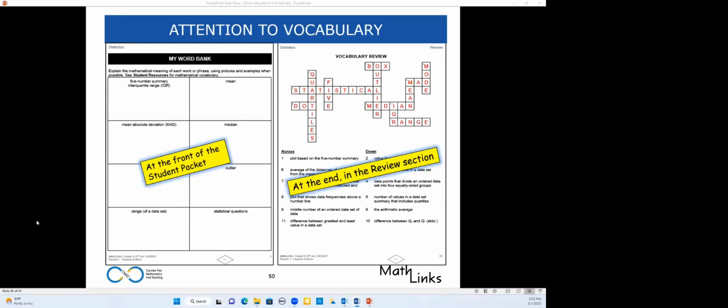Focusing on vocabulary is important in learning mathematics. Every packet begins with a word bank. As vocabulary comes up in context, teachers facilitate student discussions so that they can include meaningful examples and explanations in their own words. In the review section is a vocabulary activity for practice.